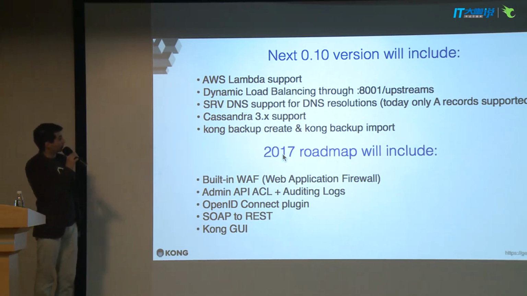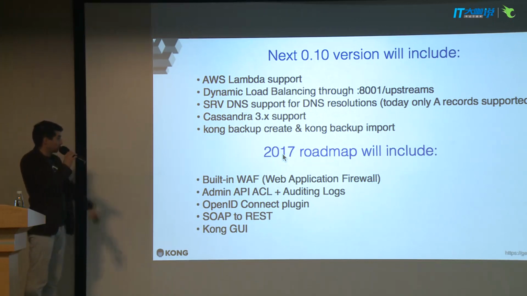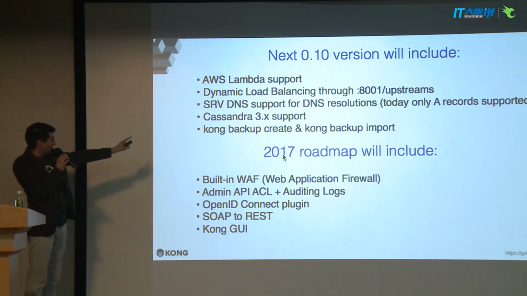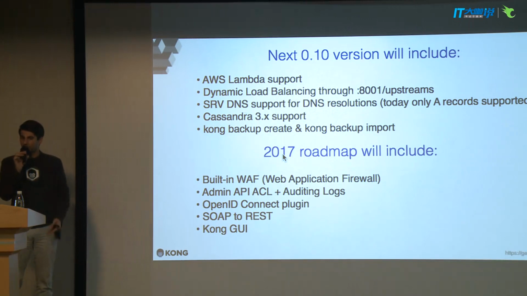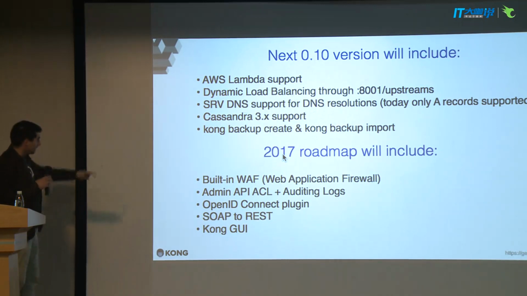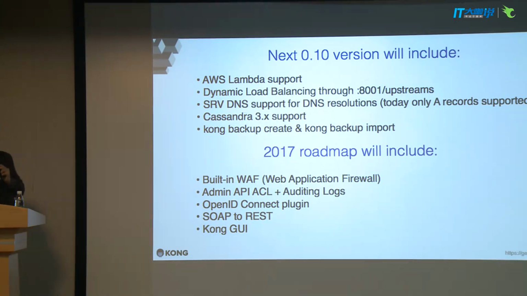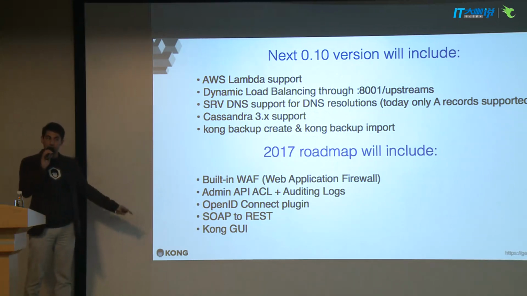Better SRV DNS support for DNS resolutions. That's for making a better integration with Consul, with etcd, with Apache Zookeeper. And Cassandra 3.0 support. We are also going to provide an easier way to create backups and import backups across multiple Kong clusters and Kong environments, for example, from staging to production, regardless of what database you're using. So you can create a backup with Kong plus Cassandra, and then you can import that backup in a Kong plus Postgres cluster.